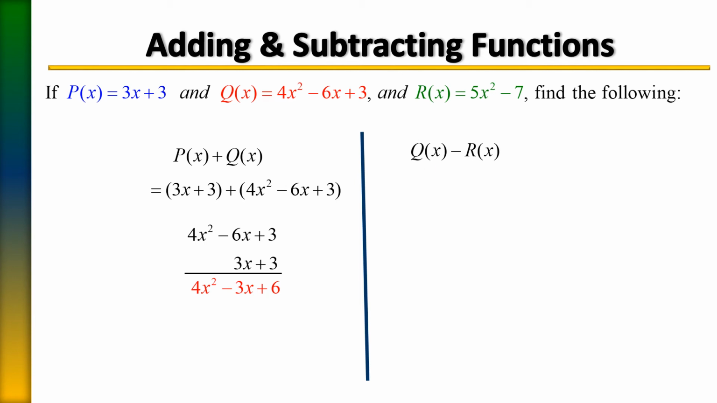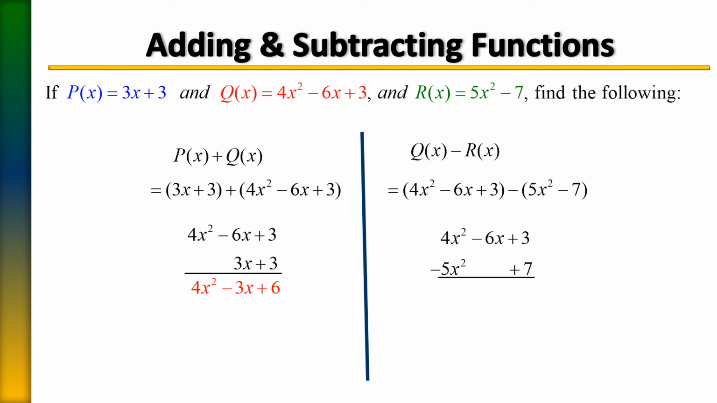The next example, it says q of x minus r of x. So we're going to take q of x, which is 4x squared minus 6x plus 3, take away r of x, which is 5x squared minus 7. Remember, with subtraction, everyone in that second group must be changed to their opposites. Why? Because of this negative effect. Once we do that, we're going to bring down terms that are like each other or line them up.